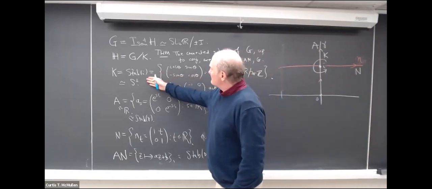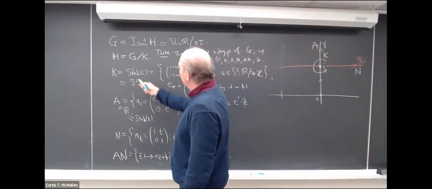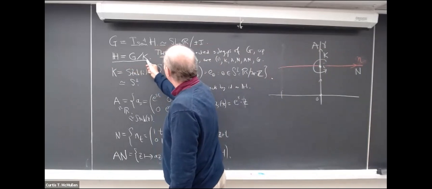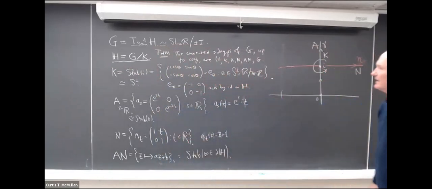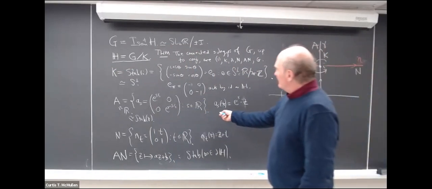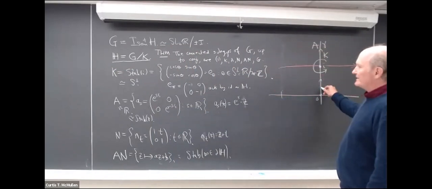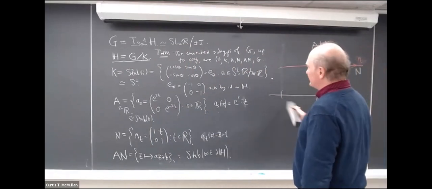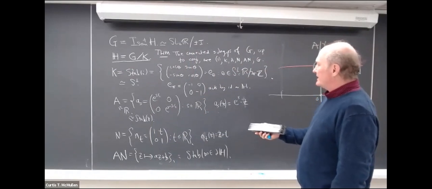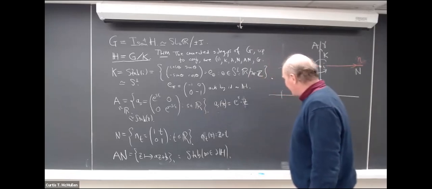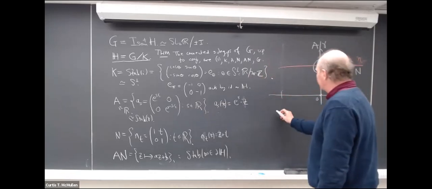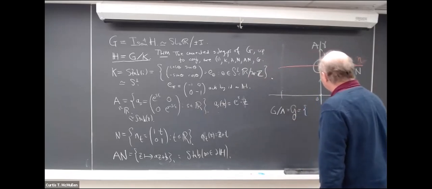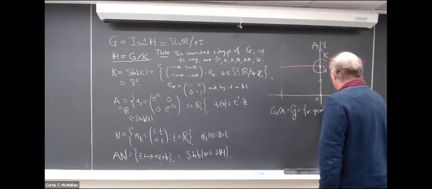K corresponds to the points in hyperbolic space, and since G acts transitively on hyperbolic space, we can identify hyperbolic space itself with G mod K. Now what about A? Well, A is the stabilizer of an oriented geodesic. And since G acts transitively on oriented geodesics, G mod A can be identified with the space of all geodesics. So G mod A is what I was calling G before. It's the set of oriented geodesics in hyperbolic space.